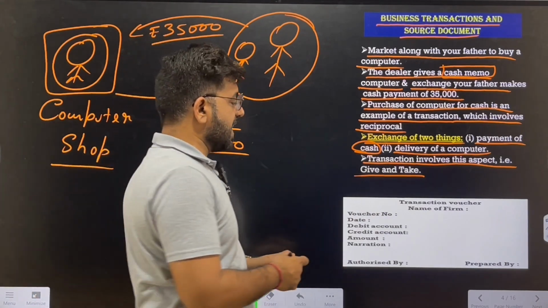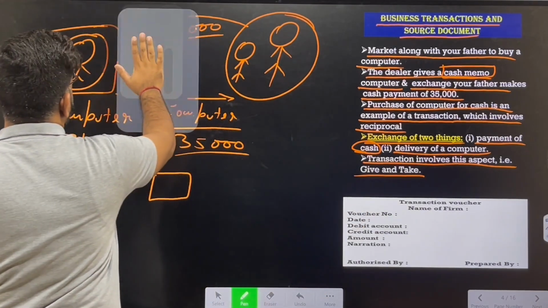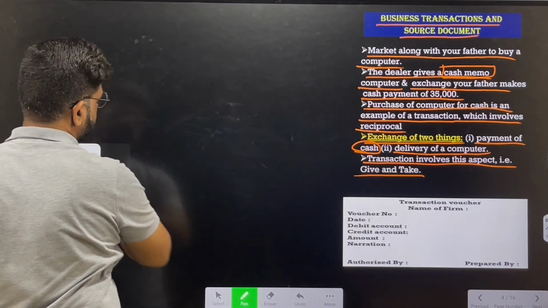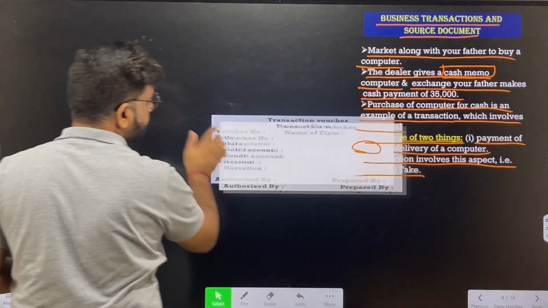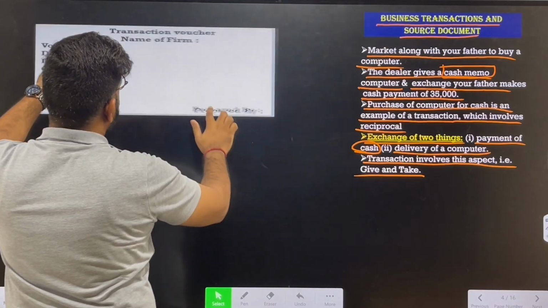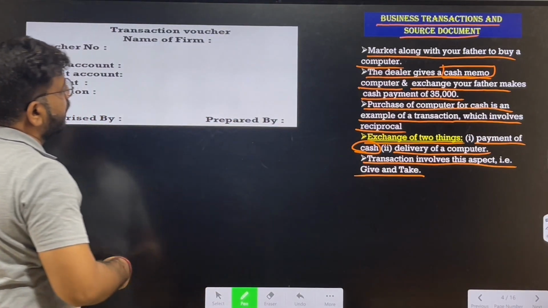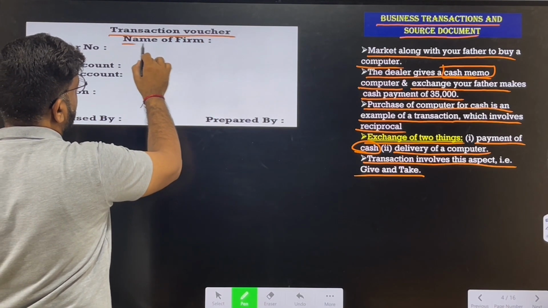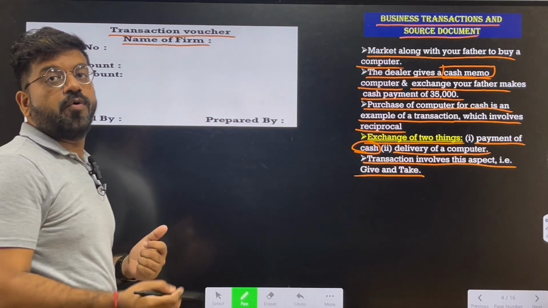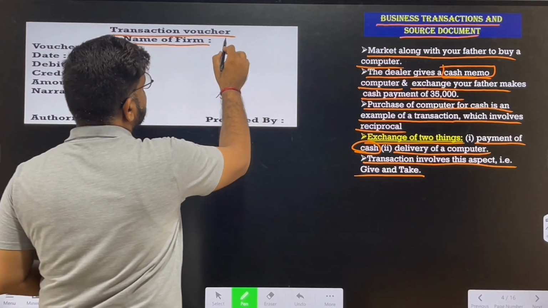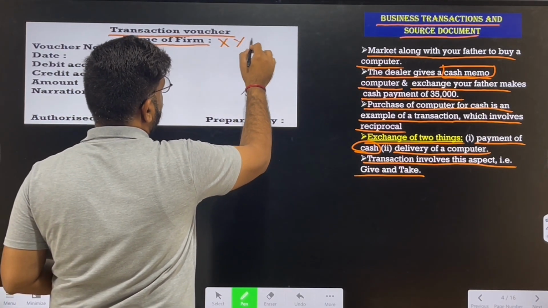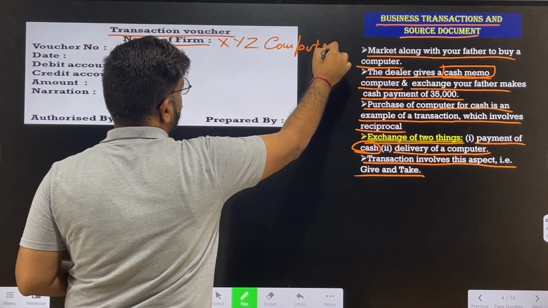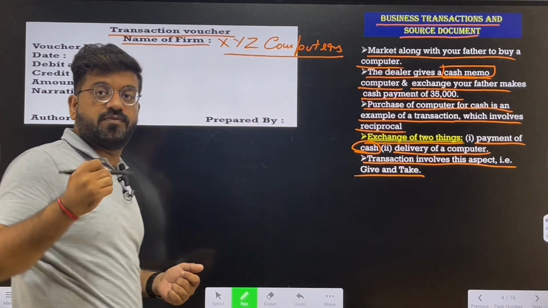Okay, so what is the cash memo? Let's see the cash memo. So this is basically the cash memo. Now, this is a transaction voucher. First, we have to write the name of the firm. What is the name of the firm? Suppose the firm name was XYZ Computers. So it will be written there, XYZ Computers. This is the name of the shop.